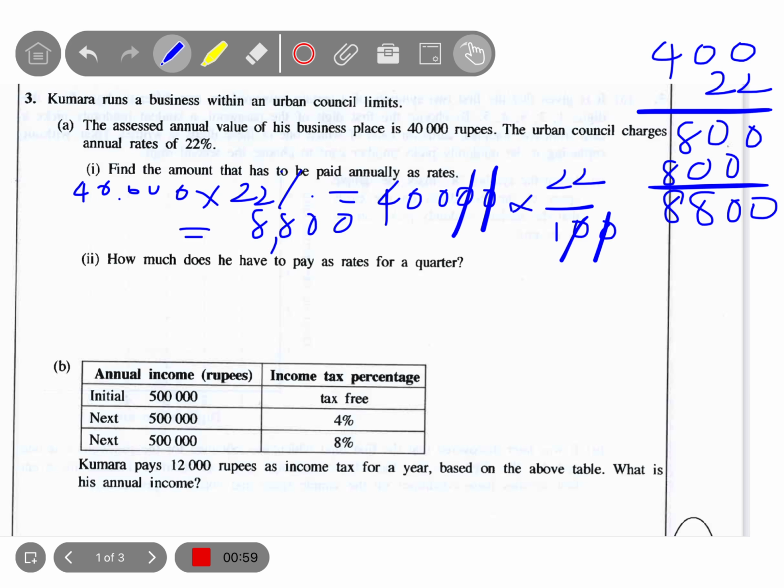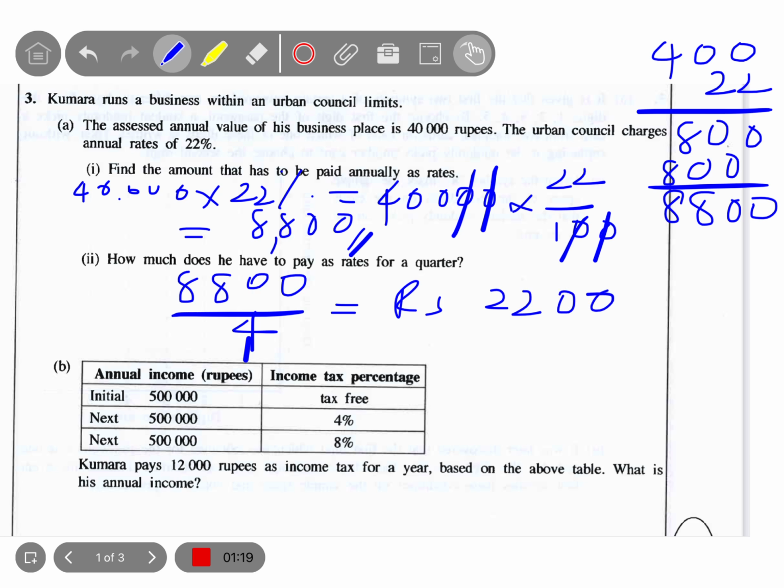So the second question states how much does he have to pay as rates for a quarter? Okay, a year has 4 quarters, quarter 1, quarter 2, quarter 3 and quarter 4. So if you're paying this amount per quarter, then you have to divide this value by 4, right? So that is rupees 2,200. Simple. Part B.